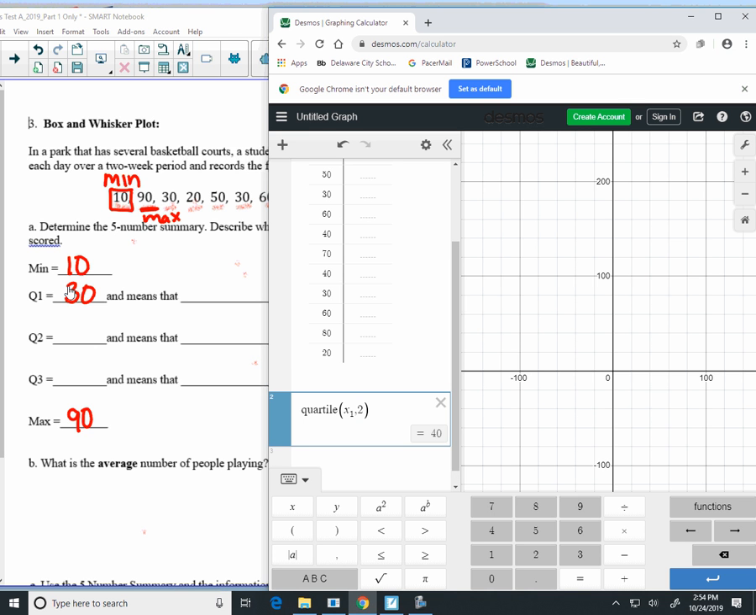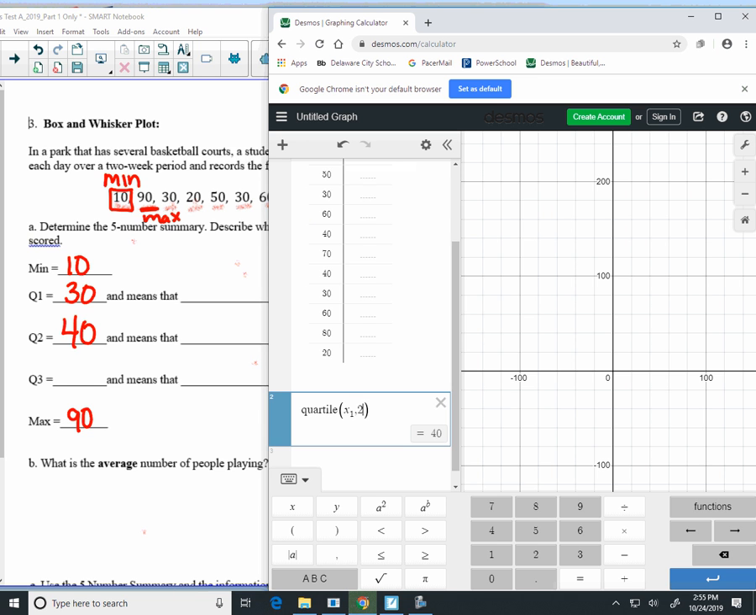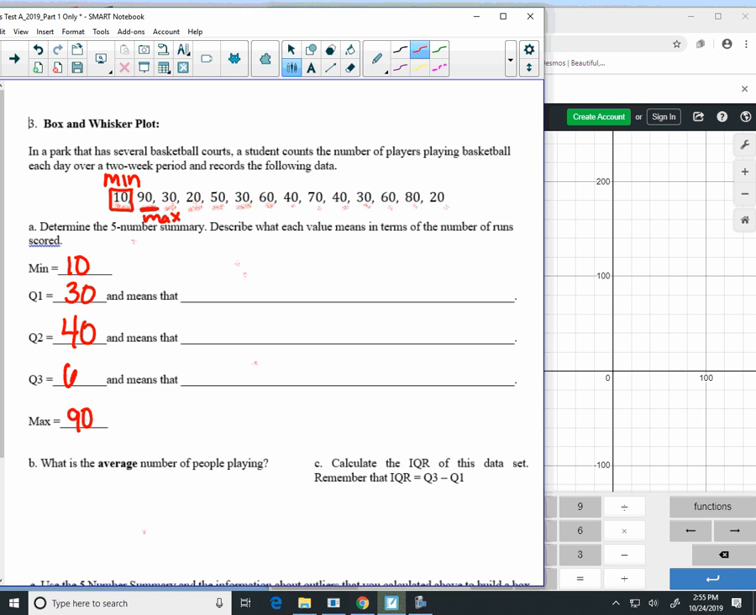Quartile 2 is also the same as the median. So if you type median x1, you'll get it. And then same thing here, quartile 3. Quartile 3 is 60. Now, writing out what this means is a little more tricky.